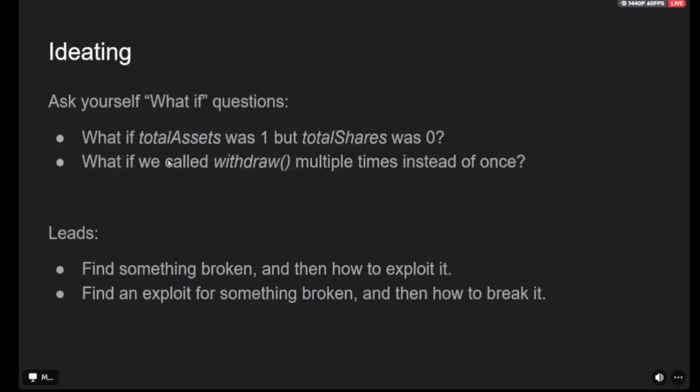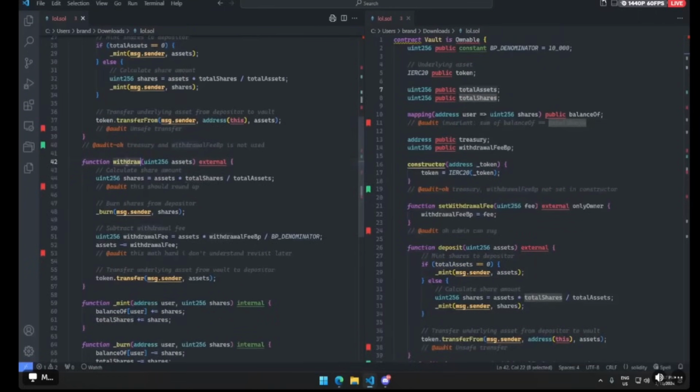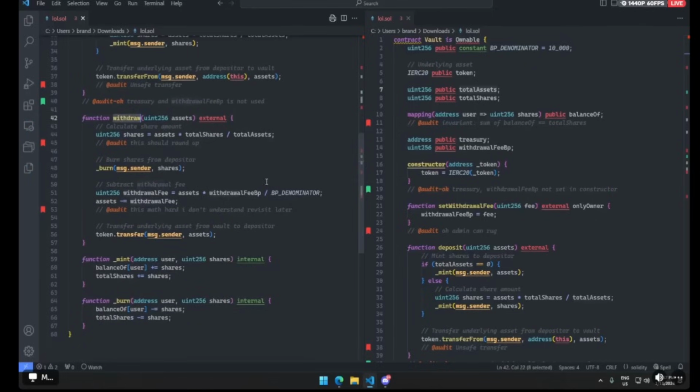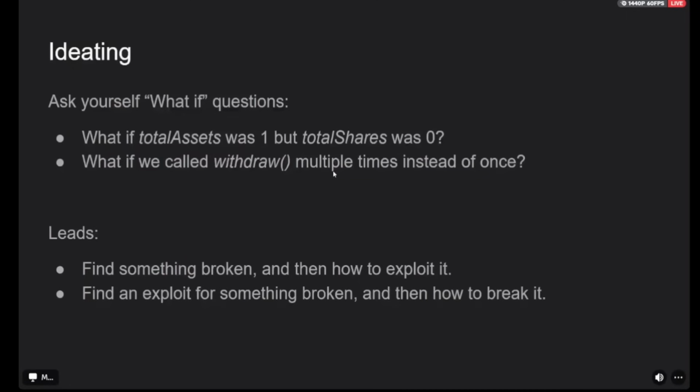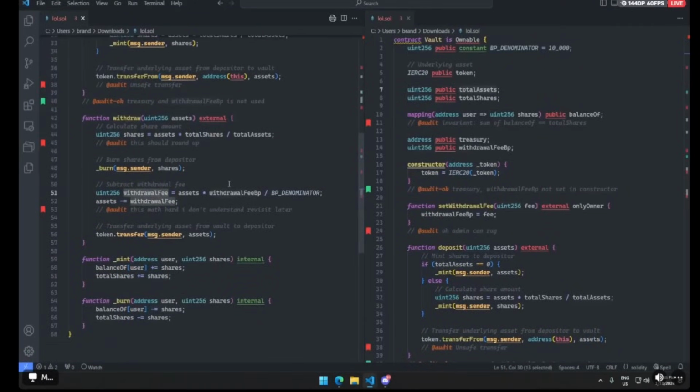Another thing that I like to ask myself is, what if I call functions in some weird order? Let's say you call withdraw 2 times. There's actually another bug here that I planted. Basically, if you call withdraw twice, since the withdrawal fee remains in the vault, on your second withdrawal, if you withdraw once versus withdraw 2 times, you actually get more assets.